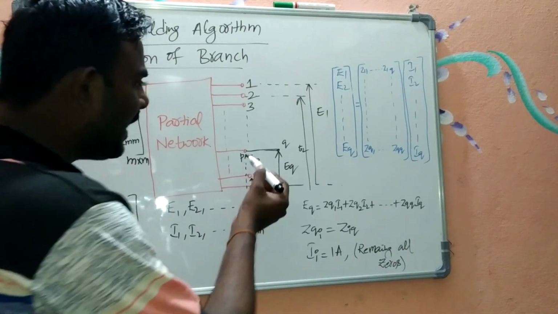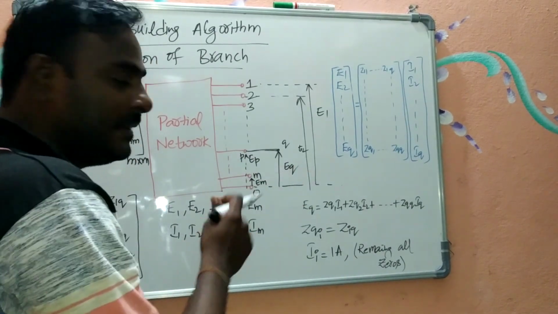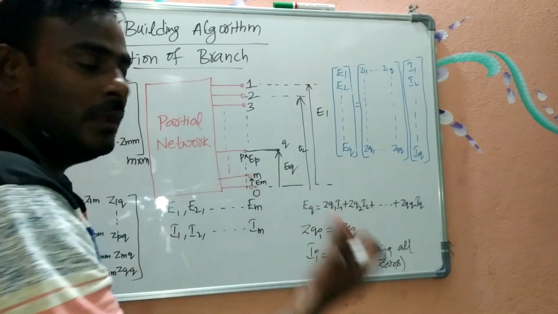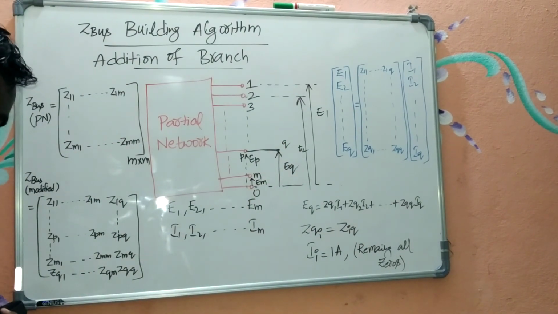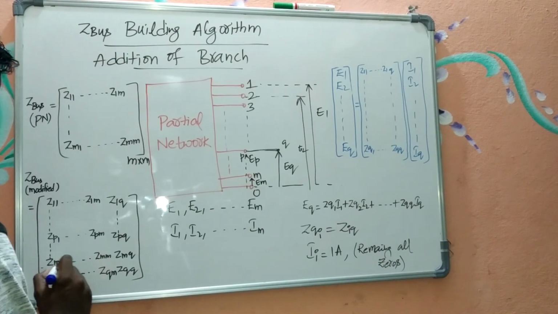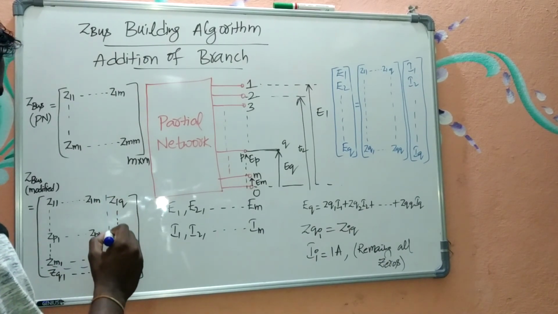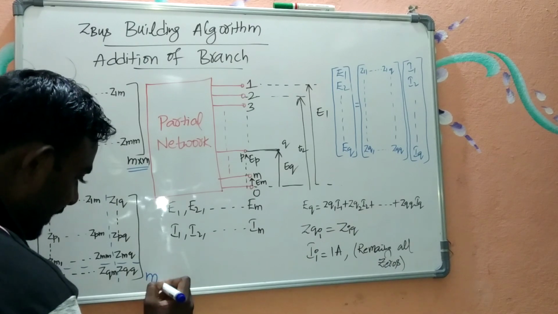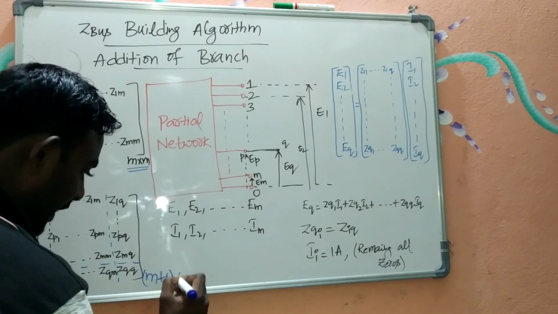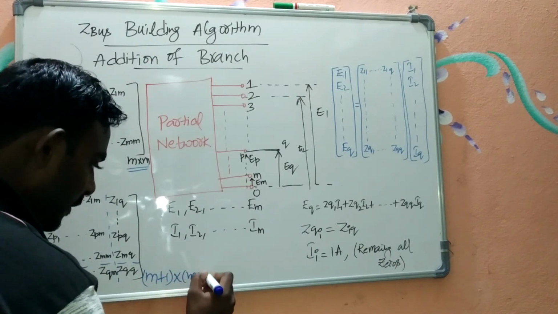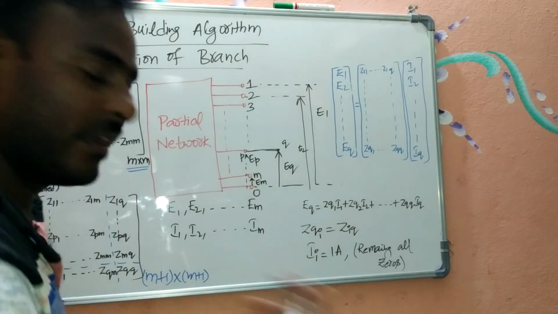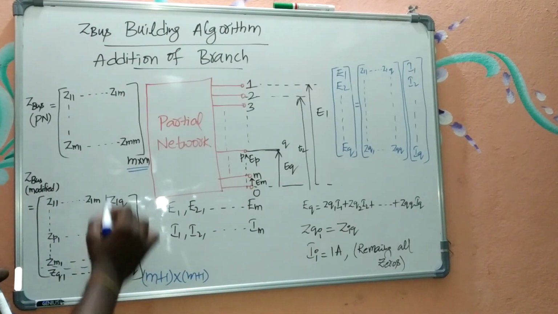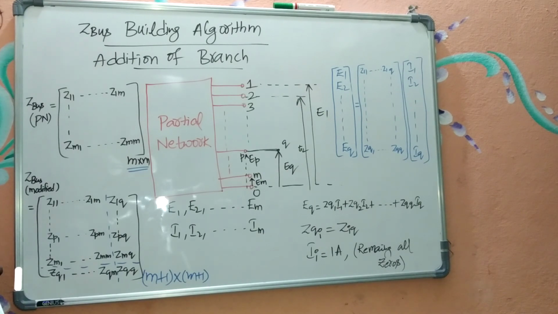Now, when I add an element between P and Q, what will happen? In the last class, we saw that when we add an element between an existing node and a new node, the order will increase. Previously, the order is m by m. Now, it will increase to m plus 1 by m plus 1, meaning the order increases by 1. So, we will have an extra row and an extra column.